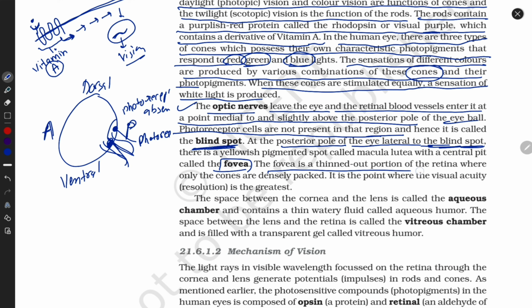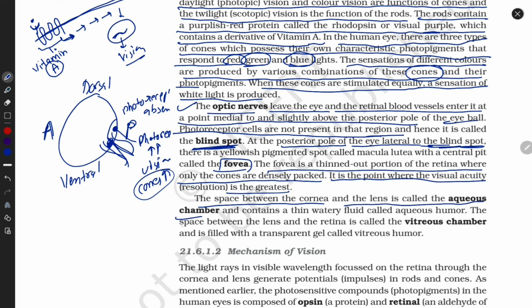The fovea is a thinned-out portion of the retina where only cones are densely packed. It is the point where visual acuity is greatest, the highest vision power, because cones are dense and cones work in daytime. The space between the cornea and the lens is called the aqueous chamber. This eyeball is completely filled with aqueous humor. It gives fluidity, so that the membrane never collapses. The eye's center part is the vitreous chamber, filled with a transparent gel called vitreous humor.